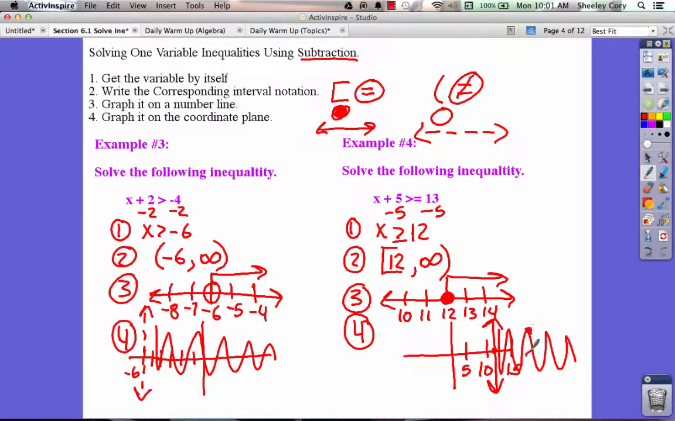So all these in here are solutions. Any point that's on this side of the line are solutions. Any point that are on this side of the line are solutions. Don't forget to do the you try problems.